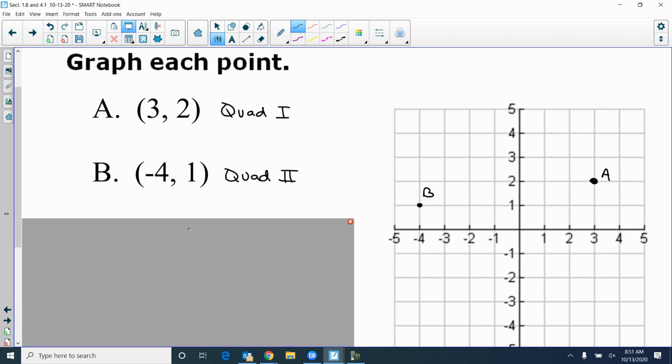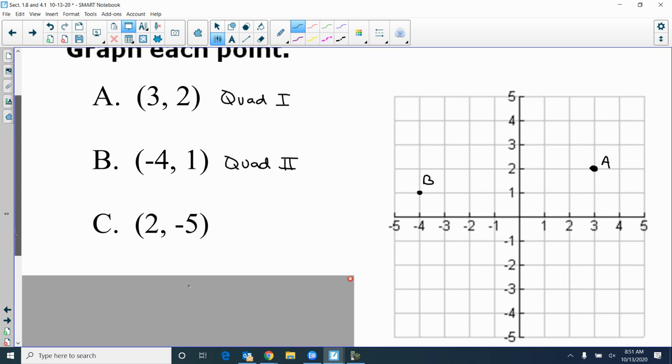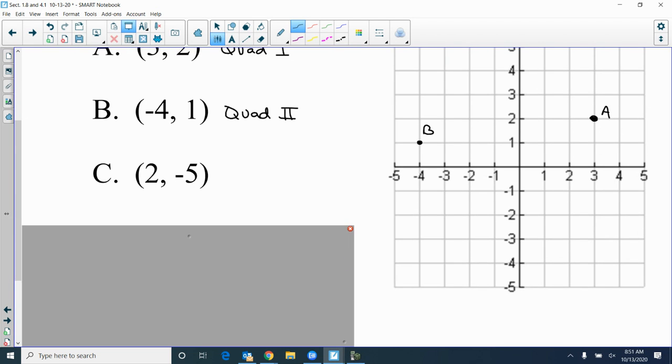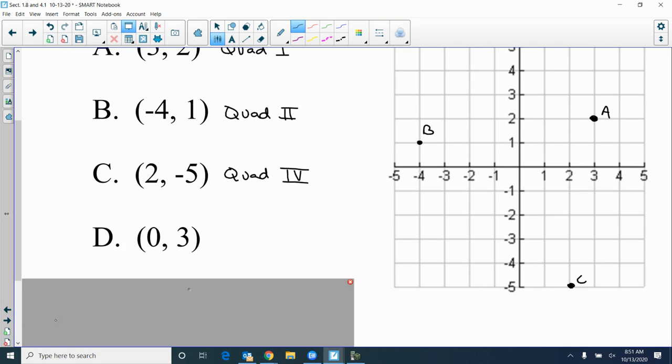Quadrant 2. 2, negative 5. What quadrant is that going to be in? Quadrant 4. So 2, go to the right 2, you go down negative 5. That is the C value. Now, when you write quadrant 4, write IV together.